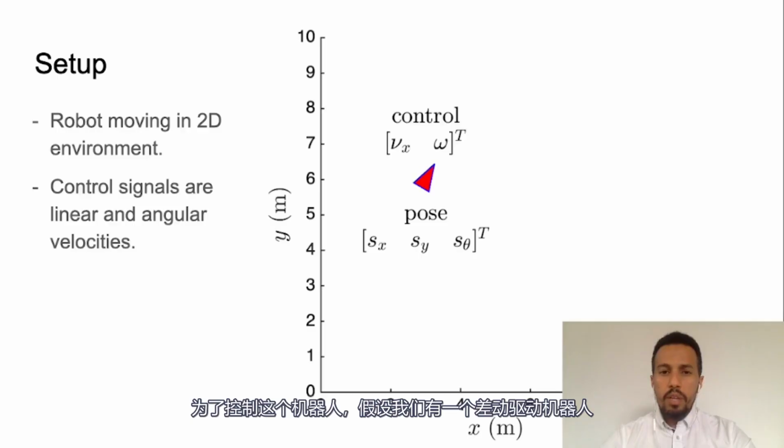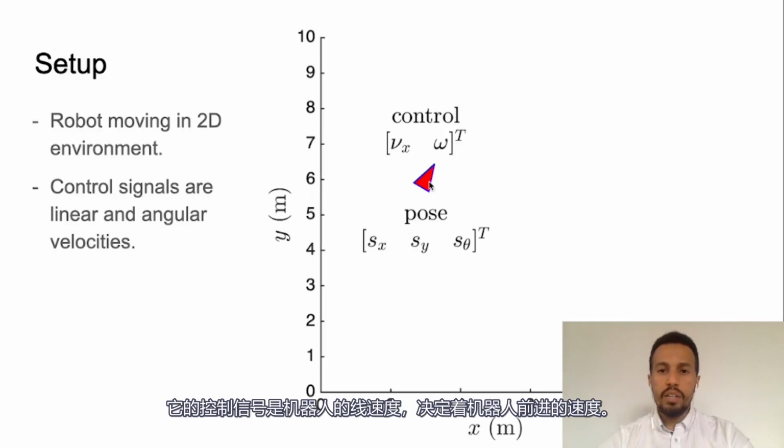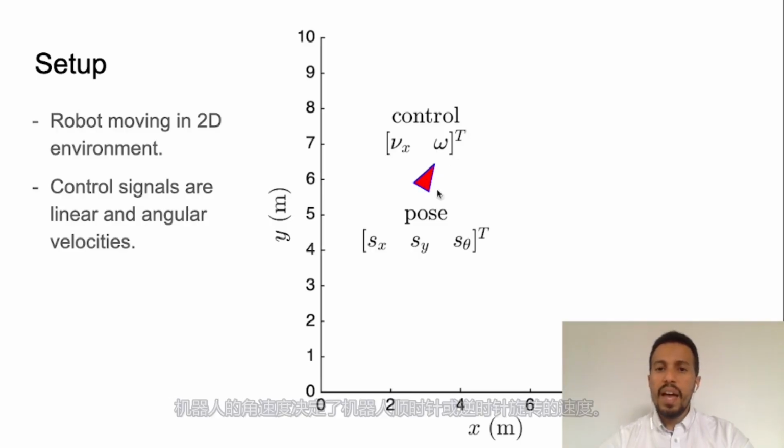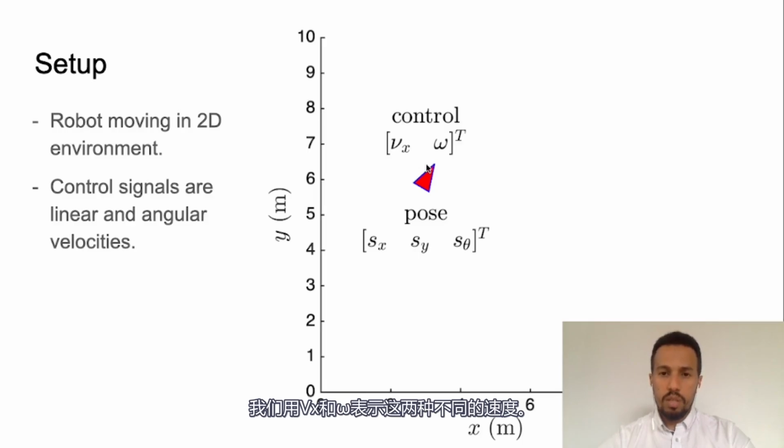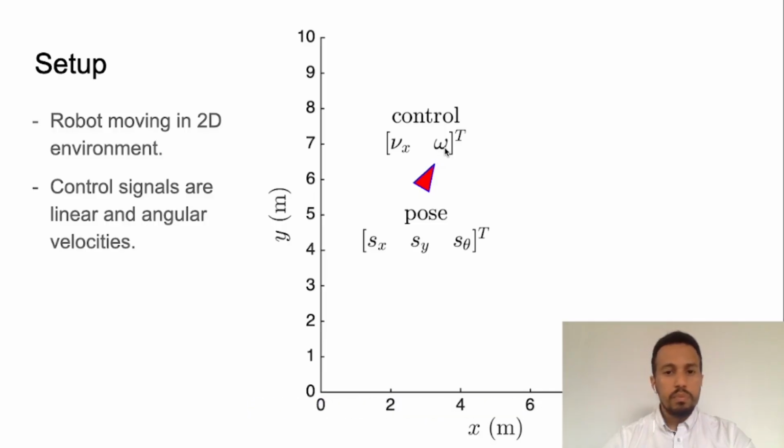Now, in order to control this robot, let's assume that we have a differential drive robot, and the control signals are the linear velocity of the robot, which determines how fast the robot is moving forward, and the angular velocity of the robot, which determines how fast the robot is turning either clockwise or counterclockwise. We denote these two velocities by Vx and omega.